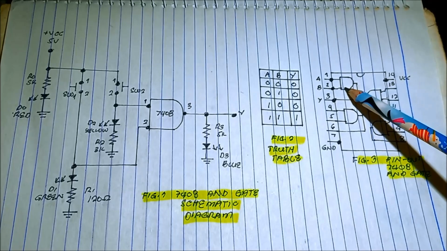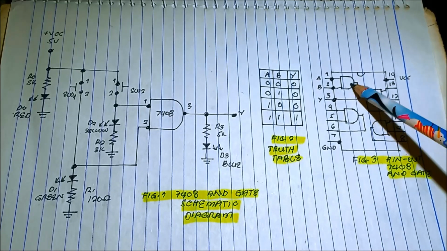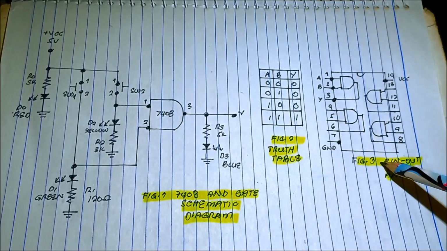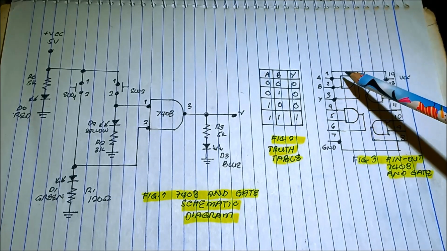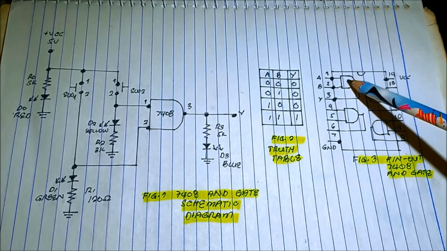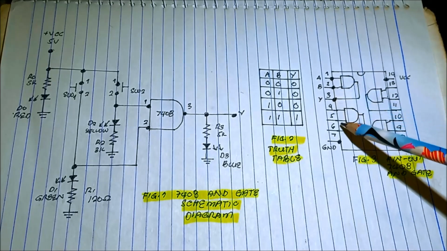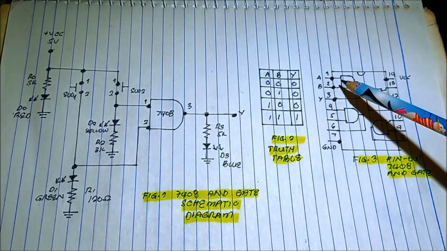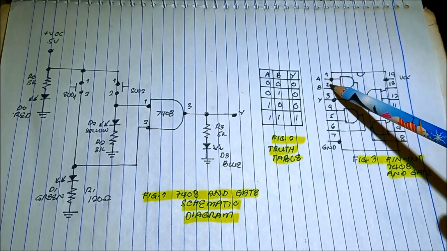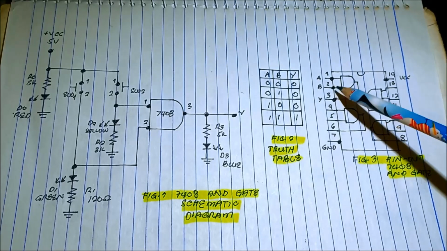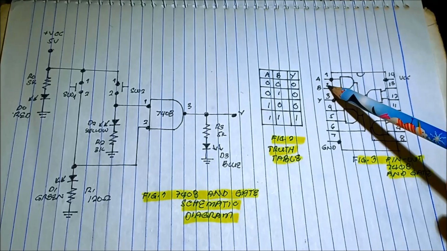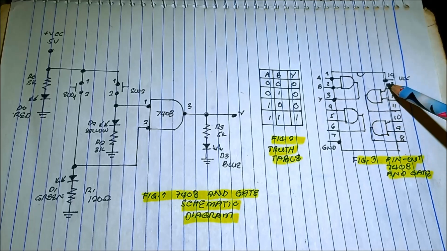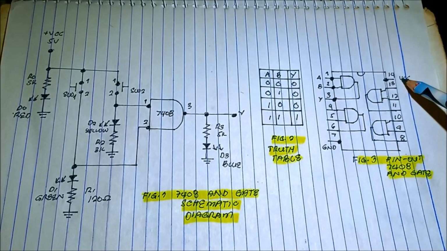So the symbol of the AND gate looks like this. And from our pinout, we are going to use only 5 pins, active pins. Pin 3, output. Pin 1, pin 2, inputs. Pin 7, ground. And pin number 14, the positive VCC.